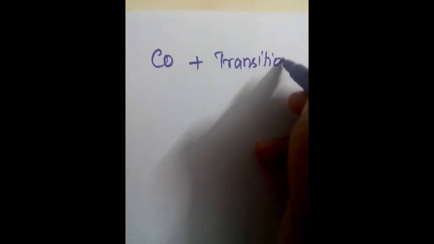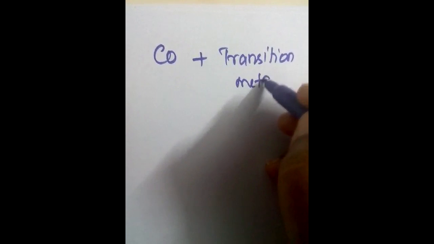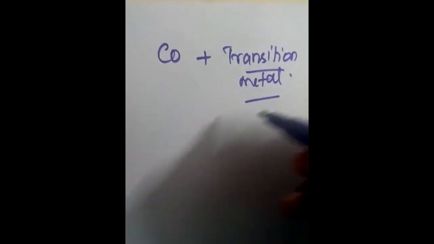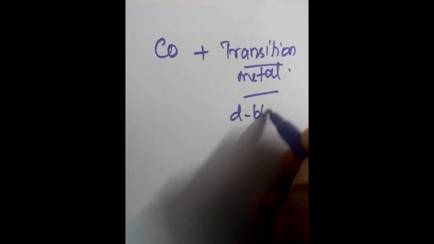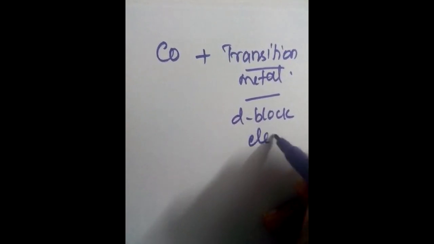Seventh chemical property of carbon monoxide is that carbon monoxide reacts with transition metals. Transition metal means the other name of d-block elements, which are called transition metals.